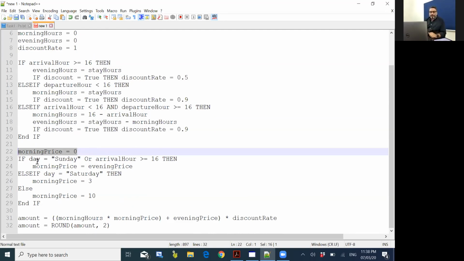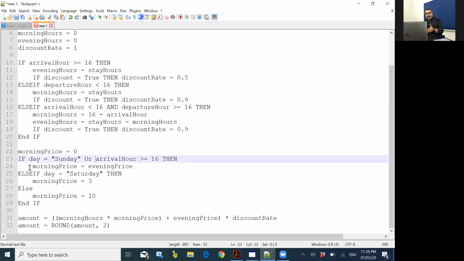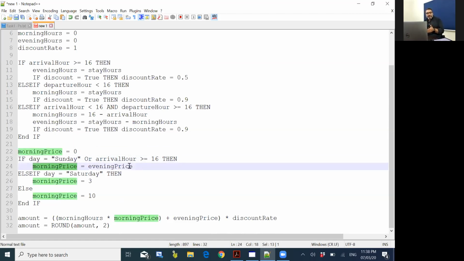If someone has arrived on Sunday or after 1600, their morning price is equal to the evening price. So the evening price is a constant, which is 2. If they have come on Sunday, then for every hour they will be charged 2.